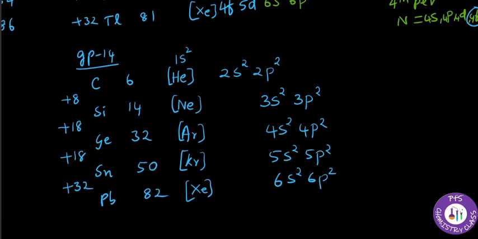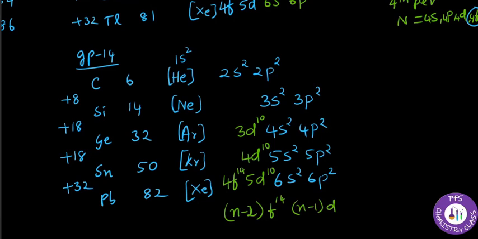6s2, 6p2. Okay, and then as I told you, before 4s you will have 3d10. Before 5s, you will have 4d10. Before 6s, you will have 5d10. And remember, before 5d, you will have 4f14. So this goes by the general electronic configuration: (n-2)f14, (n-1)d10, ns2, np6. Like this it goes.